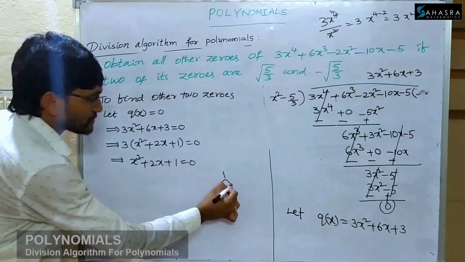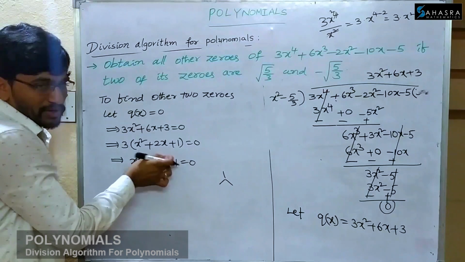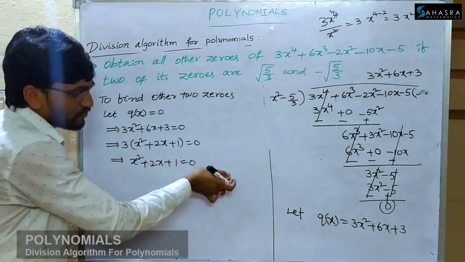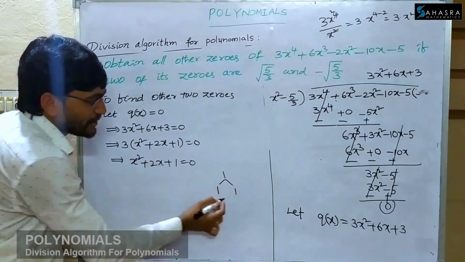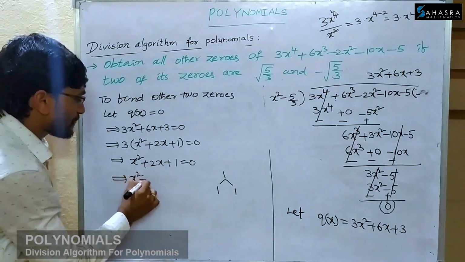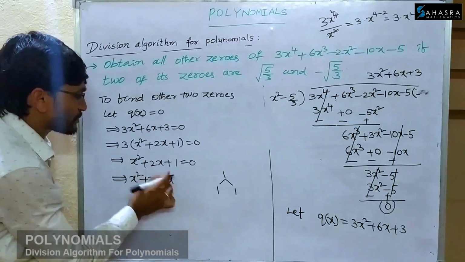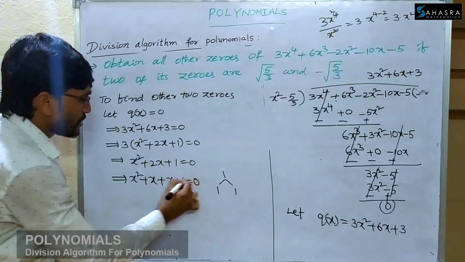So find zeros. x^2 term coefficient is 1. Here the constant term is 1. 1 into 1, 1. Now split 1, that sum must become 2. So 1 can be written as 1 into 1. 1 plus 1, 2. So that x^2 plus x plus x. 2x can be split as x plus x.